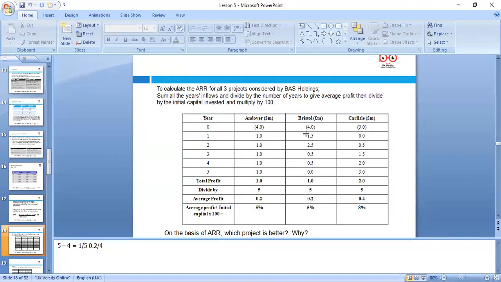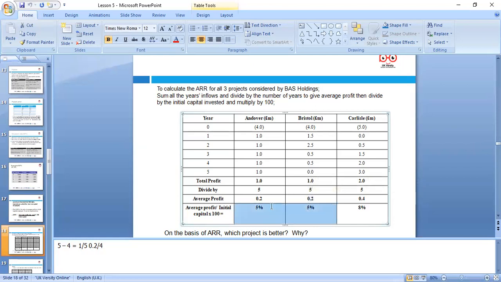Doing the second project, 1.5, 2.5 and 0.5 million, add them all, still 5 million. Minus 4 is 1 million profit, and still 0.2. Average profit divided by initial investment, which was your 4 million, so it's a 5% return as a percentage.